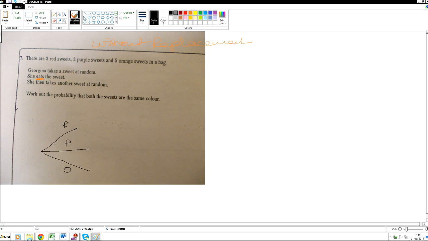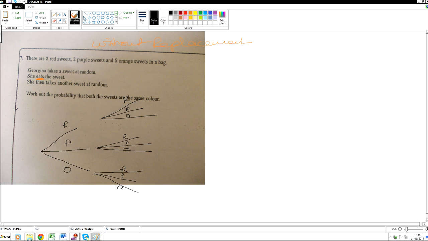Now the second choice. Oh, I don't want to use black again. 1, 2, 3. I'm just going to have to improvise a bit. And then we have red again, and purple, orange, red, purple, orange, red, purple, and orange.